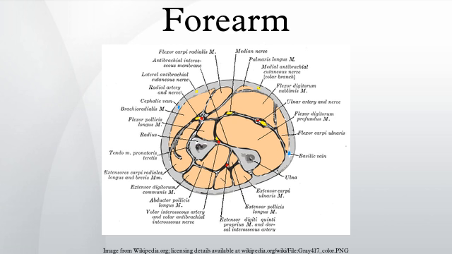The posterior compartment contains the extensors of the hands, which are supplied by the radial nerve. The anterior compartment contains the flexors, and is mainly supplied by the median nerve. The ulnar nerve also runs the length of the forearm. The radial and ulnar arteries, and their branches, supply the blood to the forearm.